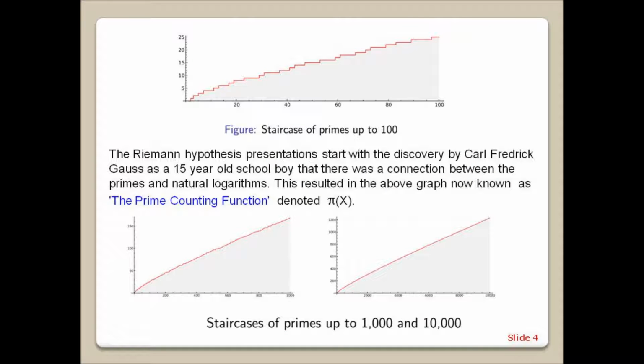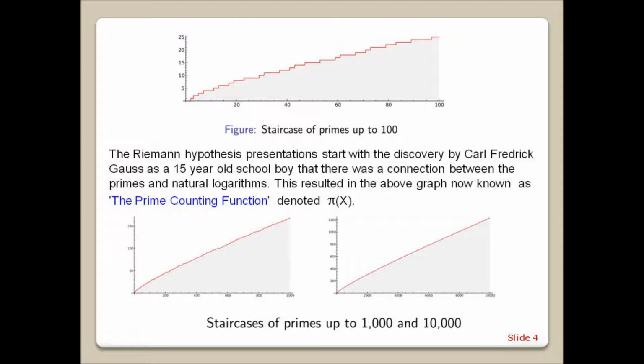Having watched 5 or 6 presentations of the Riemann hypothesis, roughly 6 hours in all, and all of which agreed with each other in general, but not always in the detail, I realized that what I have demonstrated was highly illuminating. The Riemann hypothesis presentations start with the discovery by Carl Friedrich Gauss as a 15-year-old schoolboy that there was a connection between the primes and natural logarithms.